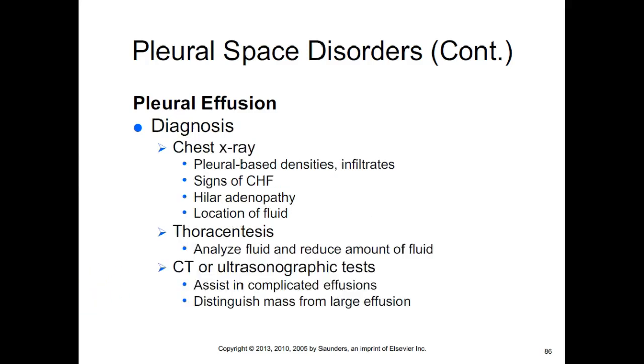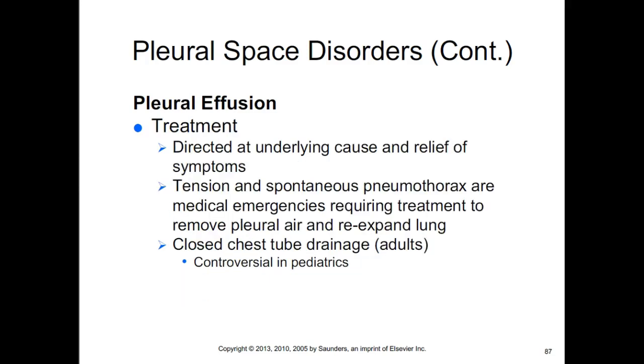Right, so chest X-rays are going to show you those densities or infiltrates in the pleura, right? Signs of congestive heart failure, right? Hilar adenopathy and the location of fluid. So you might need to do a thoracentesis, right? So that's going to involve a removal and then analysis of the fluid. And then CT or ultrasonic tests can also be used to aid in complicated effusions. So you might distinguish, for example, a mass from a large effusion if that wasn't distinguishable before.